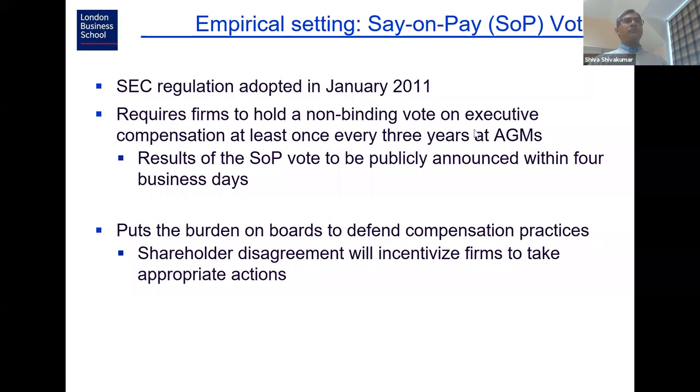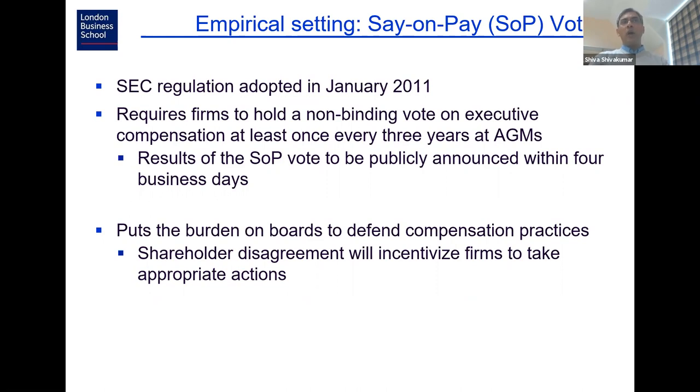So, the empirical setting that we are looking at to test the indirect regulation is the say on pay voting that was introduced in the US by the SEC in 2011. What the say on pay voting requires, or mandates firms to do, is to hold a non-binding vote on executive compensation. It's non-binding in the sense that whether shareholders accept the executive compensation that is put up for voting or whether they reject it, the firm doesn't have to take that.